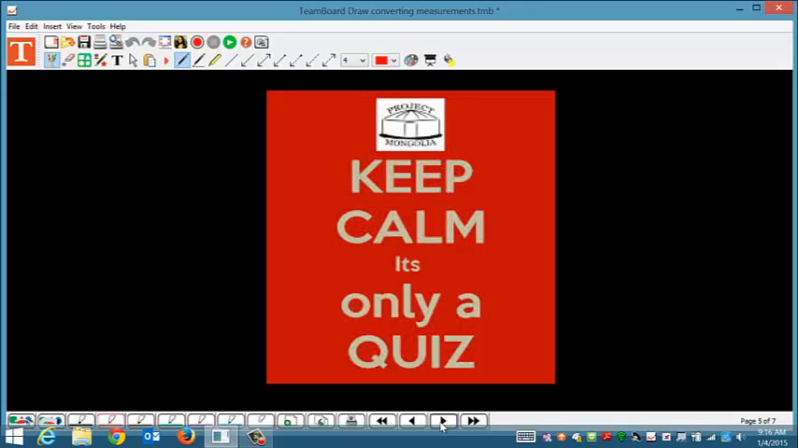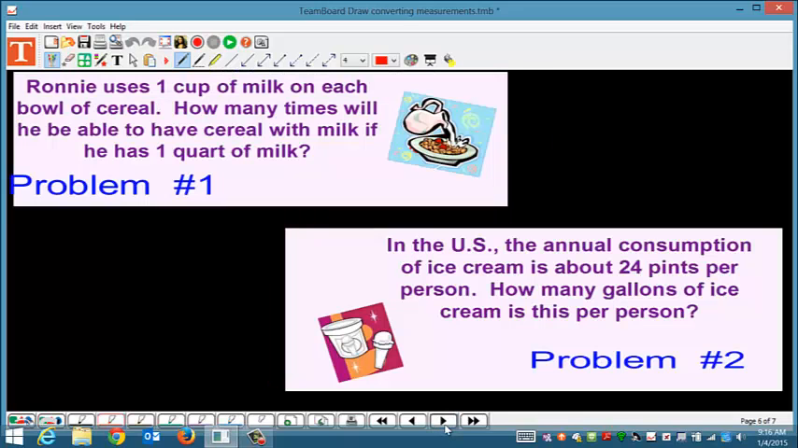Okay, keep calm. It's only a quiz. It's actually not a quiz. It's just 3 problems that you need to work. You can go ahead and pause the video. We're going to work these 3 problems on a separate sheet of paper, and you will turn them in when you're done. Make sure that you have labels in your ratio, and that you have your answer statement or your answer and its label.